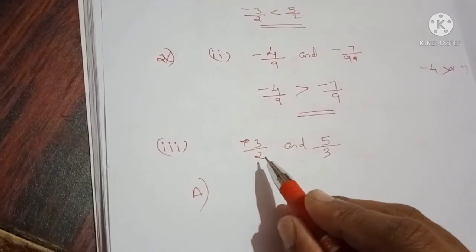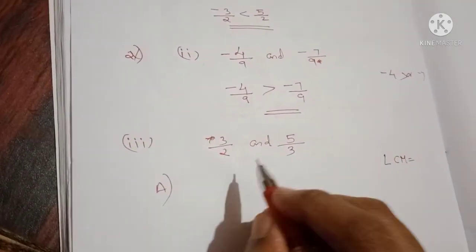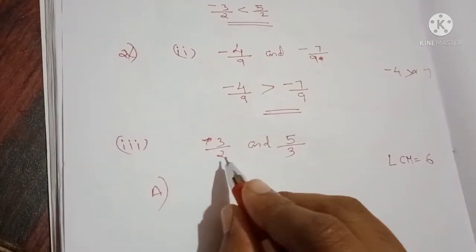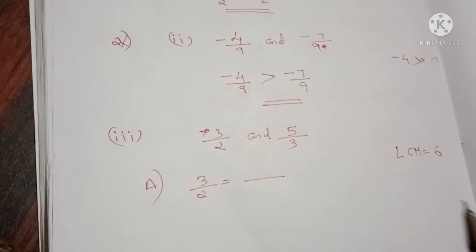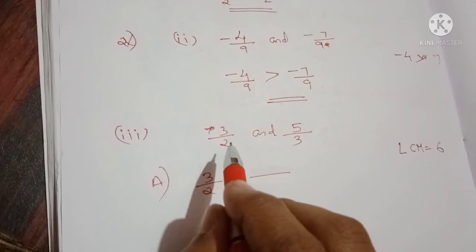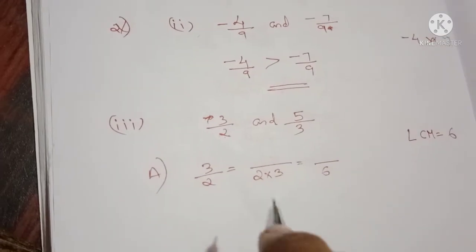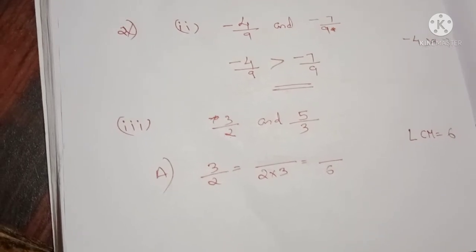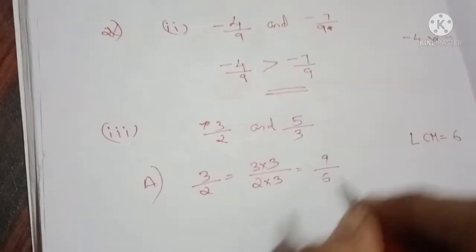If you need to make the denominators equal, first you need to find the LCM. What is the LCM of 2 and 3? Yes, it is 6. They have no common factor, so we can just multiply these two numbers and get the LCM as 6. So for 3 by 2, you need to convert the denominator of the first rational number into 6. When you multiply by 3, you get the denominator as 6. If you multiply the denominator by a number, you need to multiply the numerator also. Then only the value will not change. Otherwise, it will change. So it becomes 9 by 6.